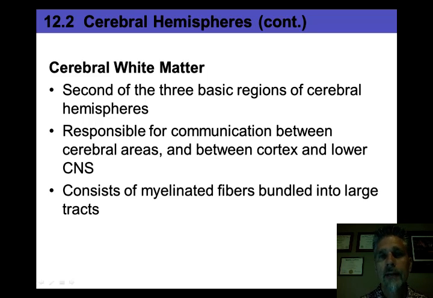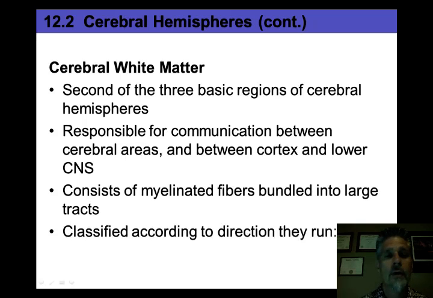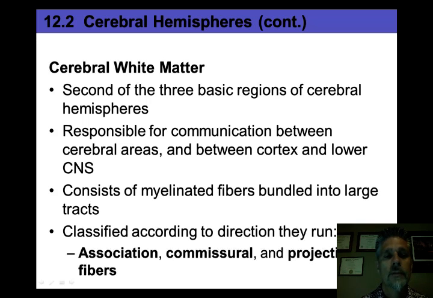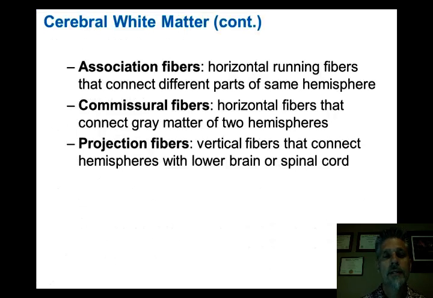These are going to be myelinated fibers that are going into different areas of a lobe, going to different areas of a hemisphere, and even going across hemispheres as well. So basically there are three different types of cerebral white matter: association, commissural, and projection fibers. The association fibers are going to be connecting different parts of the same hemisphere, right? Associating what's going on, like the visual with the auditory, etc.